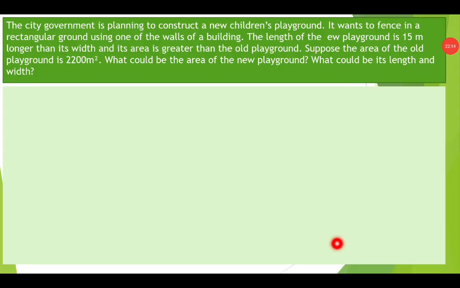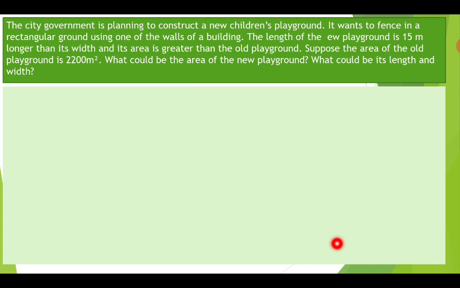Okay, now, let us solve this word problem. So, sabi dito, the city government is planning to construct a new children's playground. It wants to fence in a rectangular ground using one of the walls of a building. The length of the new playground is 15 meters longer than its width, and its area is greater than the old playground. Suppose the area of the old playground is 2,200 meters square. What could be the area of the new playground? What could be its length and width?